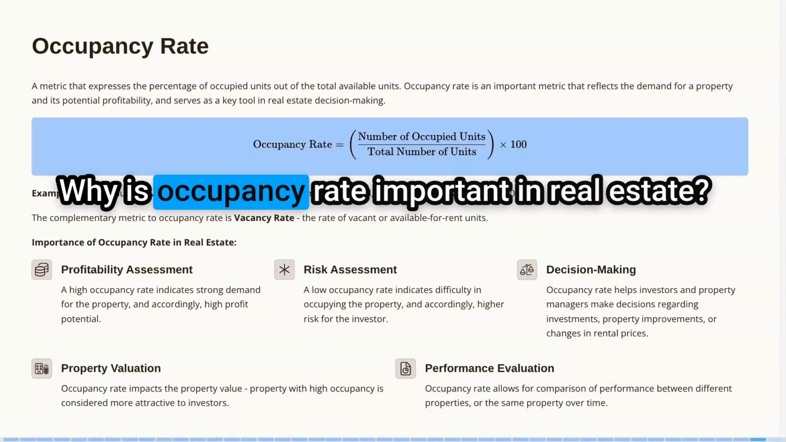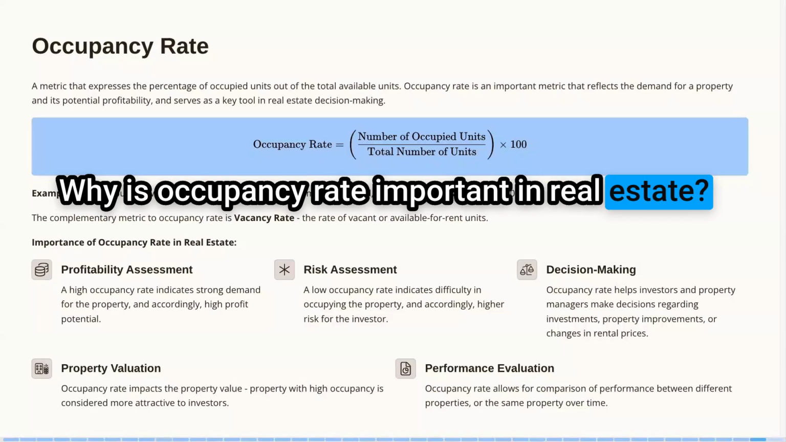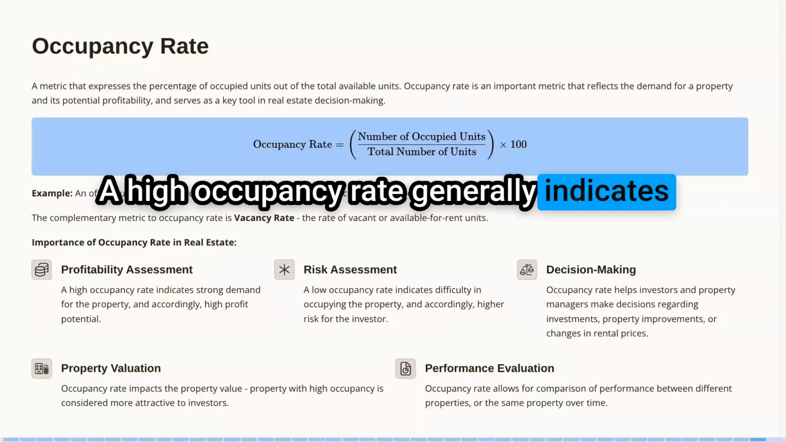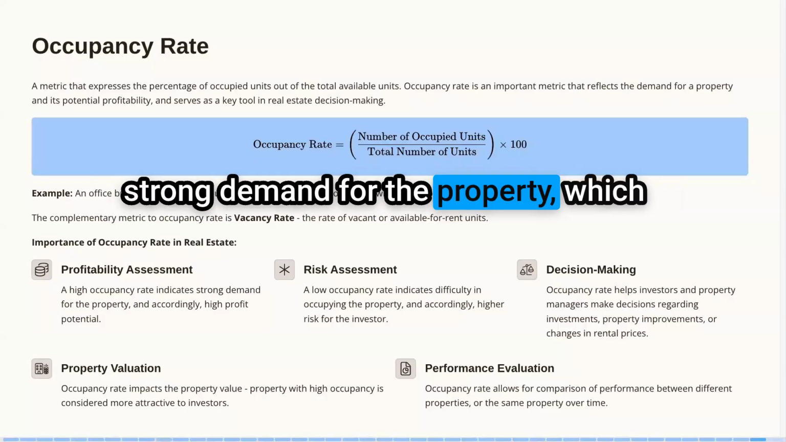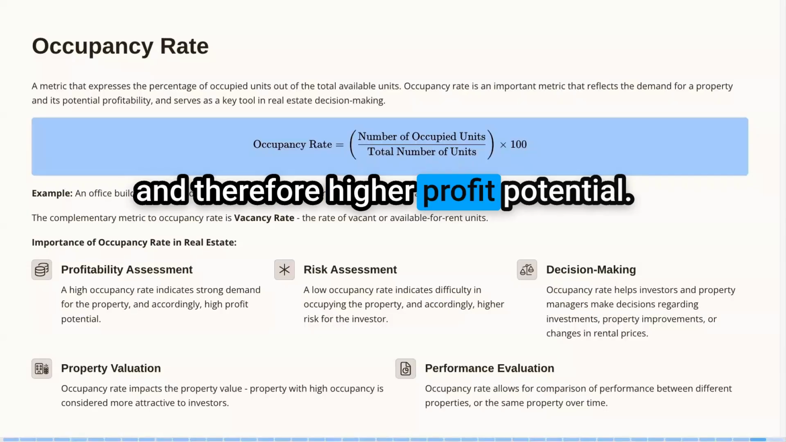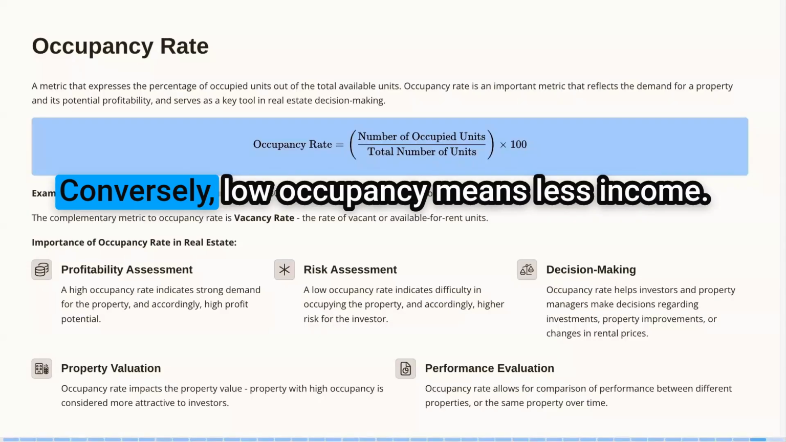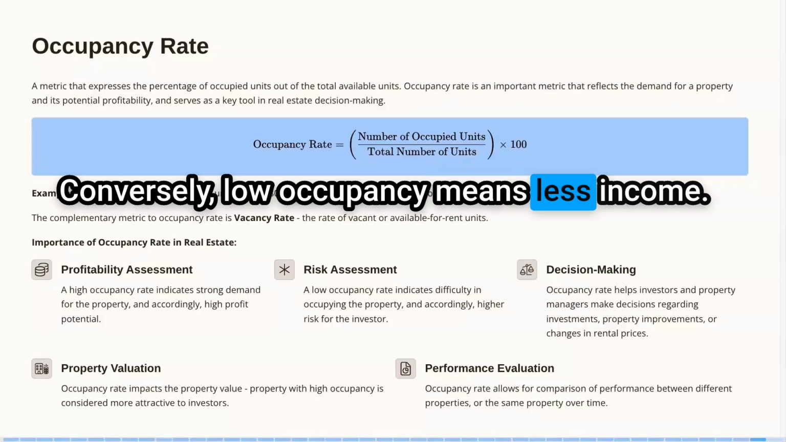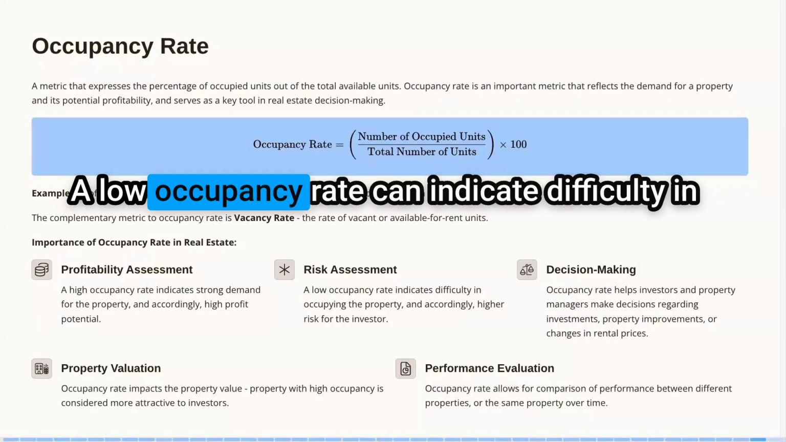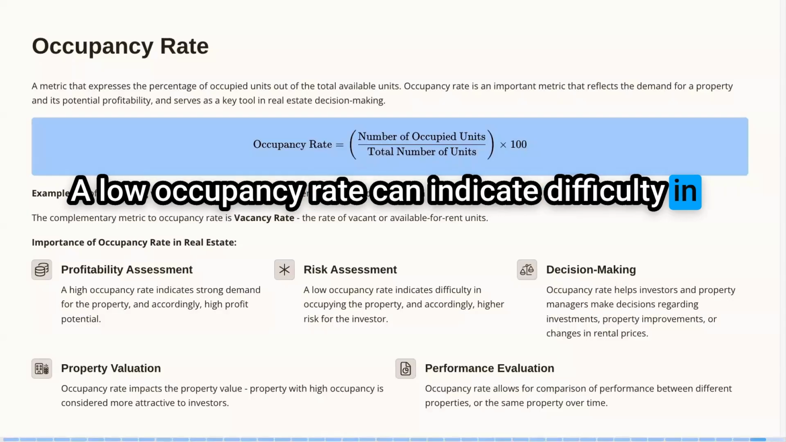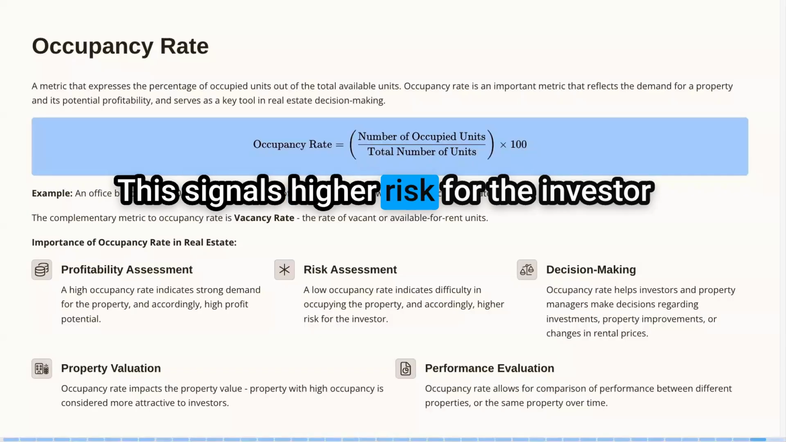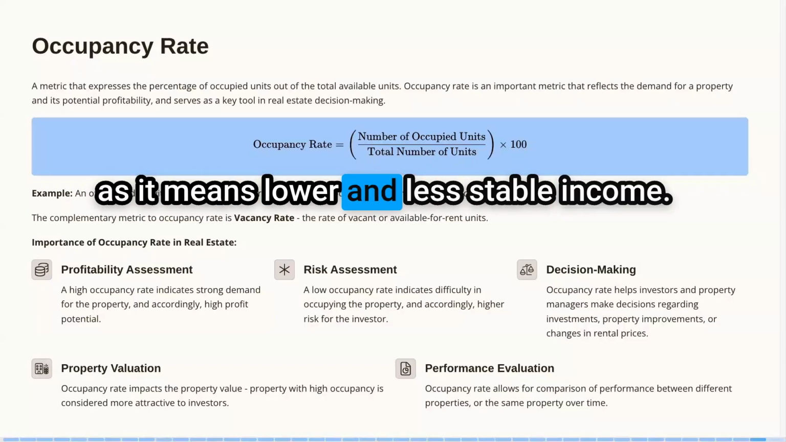Why is occupancy rate important in real estate? Profitability assessment: a high occupancy rate generally indicates strong demand for the property, which usually translates to higher rental income and therefore higher profit potential. Conversely, low occupancy means less income. Risk assessment: a low occupancy rate can indicate difficulty in attracting or retaining tenants for the property. This signals higher risk for the investor as it means lower and less stable income.